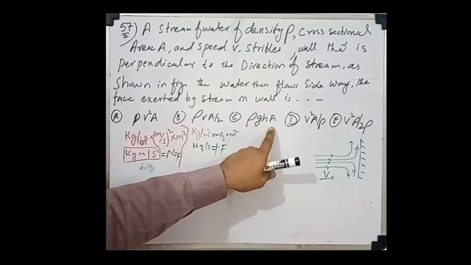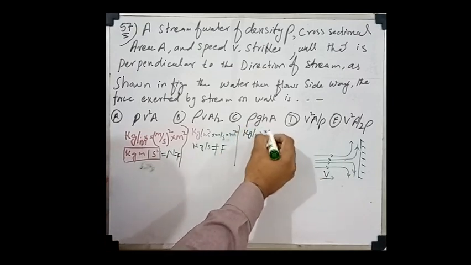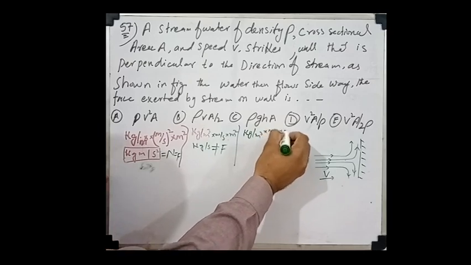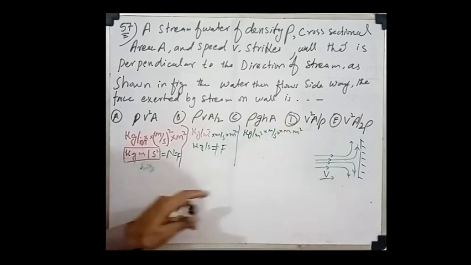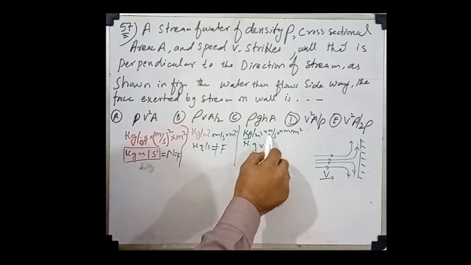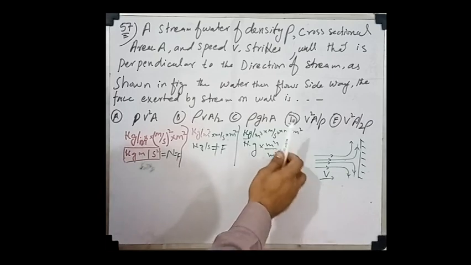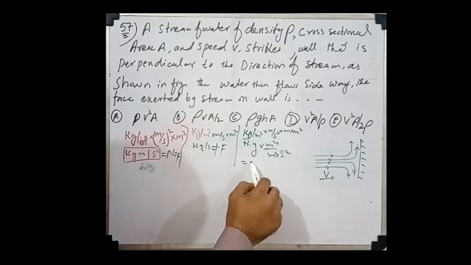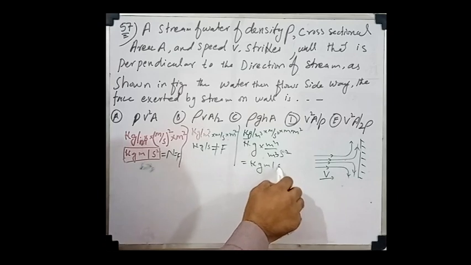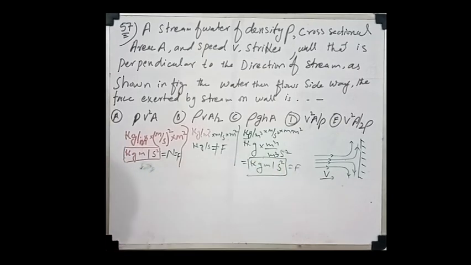Similarly, we can see that kg per meter cube multiplied by g, which is meter per second square, multiplied by h, which is a meter, and this is a meter square. So this will become kg multiplied by m power 4 divided by m cube, multiplied by second square. This will become kg meter per second square. This is also equal to Newton, and the dimension of these both is not the same as that of the force.